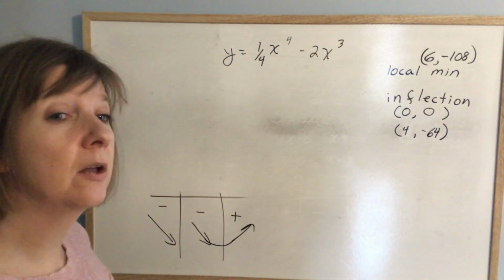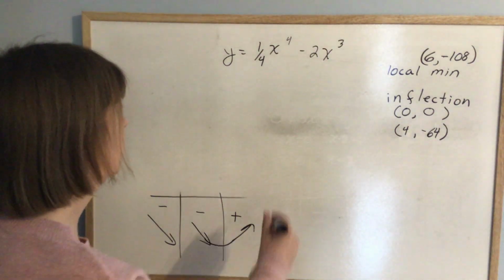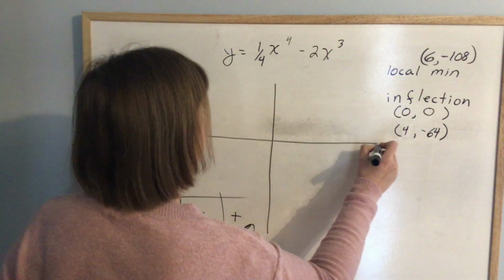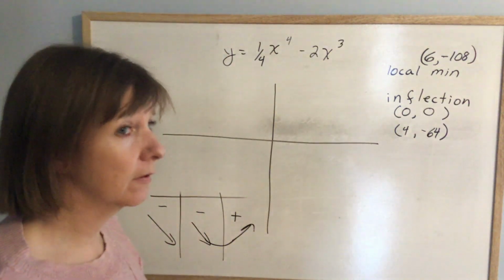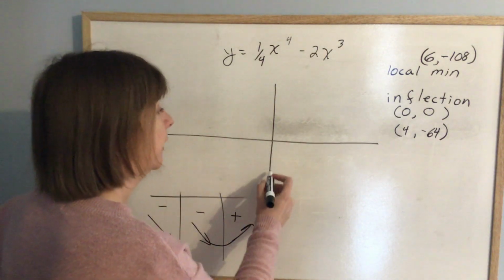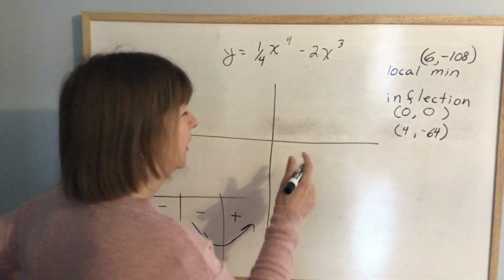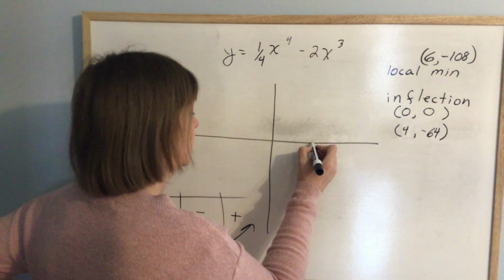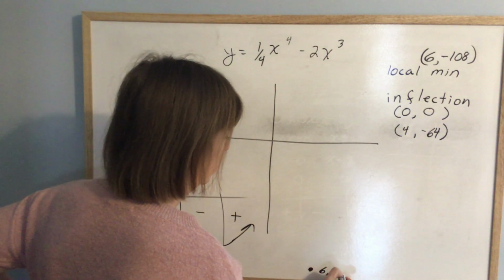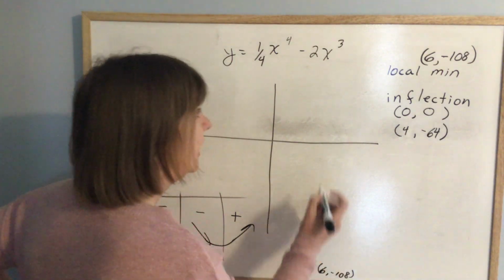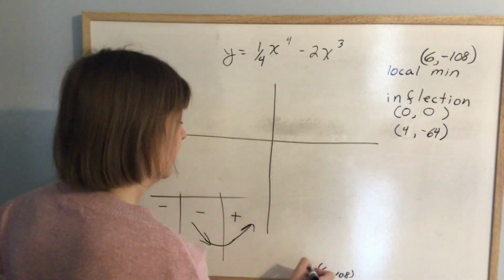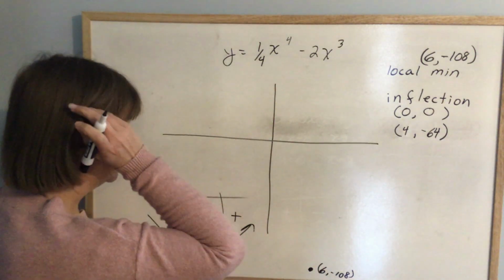So here's what I know. I know I can make a sketch of this because I know I have a local minimum at 6 and negative 108. So obviously this is a sketch. So we'll say 6 is here and negative 108 is down here. If that's a local minimum, that means it goes up on this side and it goes up on this side.